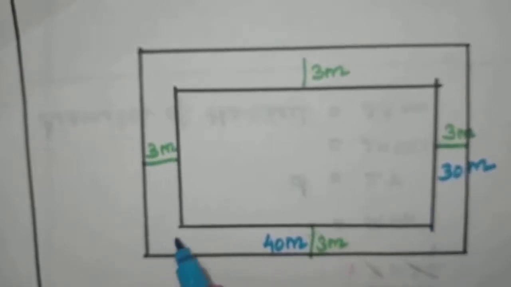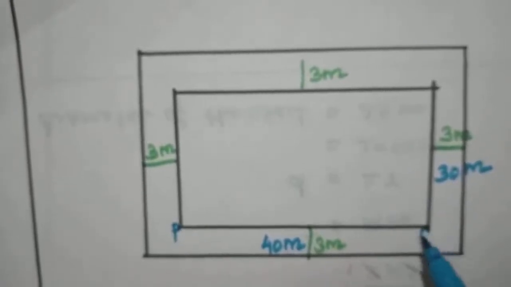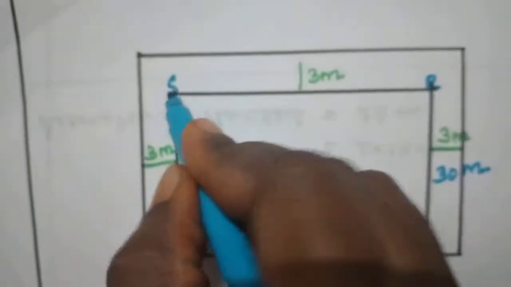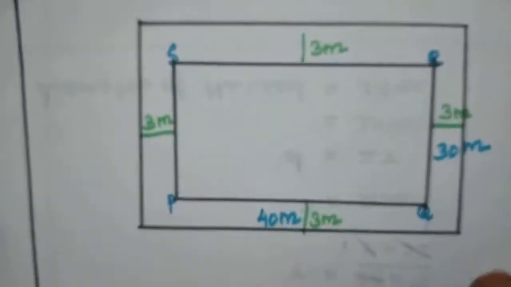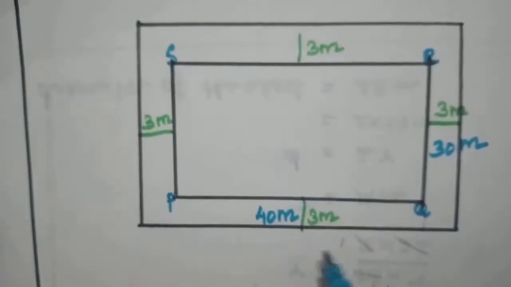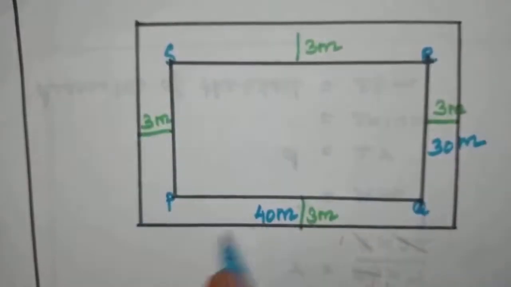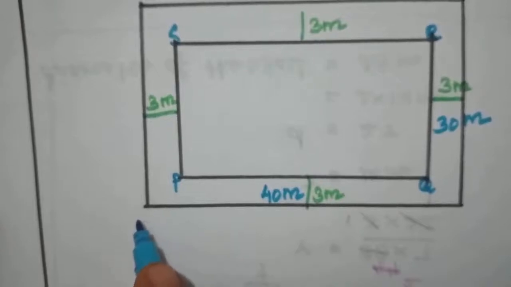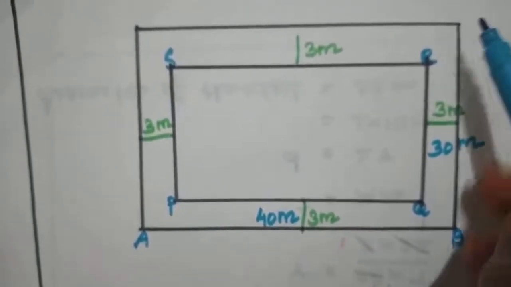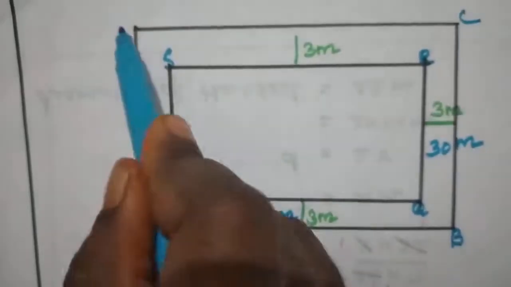Now we have made two rectangles. One is PQRS, so this is the area of the garden. There is a footpath of 3 meter width running outside this garden. So now we have made another rectangle. We can mark this as ABCD.